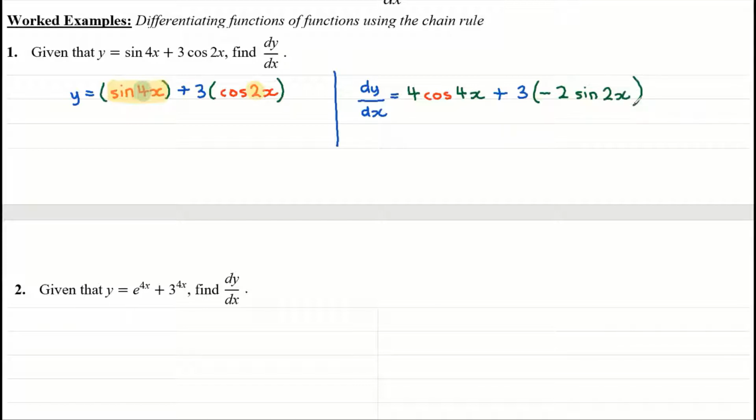So again, that's what the general rule would give you. If you differentiated cos 2x, you would get negative 2 sine 2x, or if you differentiate cos kx, you would get negative k sine kx. So what we need to do now is just to tidy this up a bit. So we've got 4 cos of 4x, and then multiply everything inside the second bracket by 3. So that's subtract 6 sine 2x. Okay, and that's the derivative of that function.